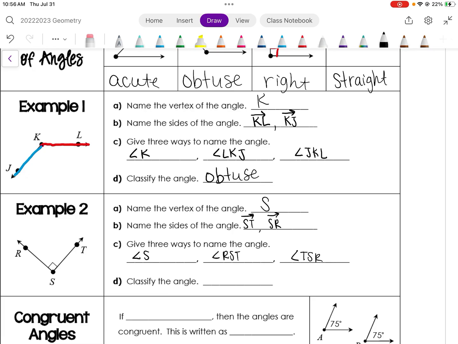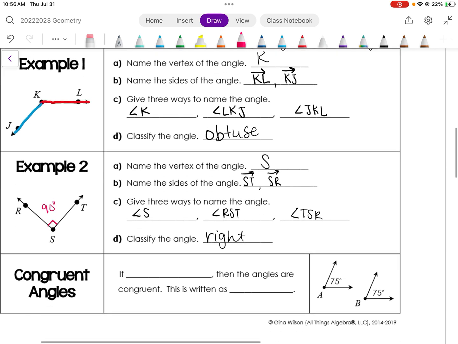Make sure you're using the angle symbol. The symbol is important. Classify the angle. It's a right angle. Means it's 90 degrees because you see that box. 90 degrees.